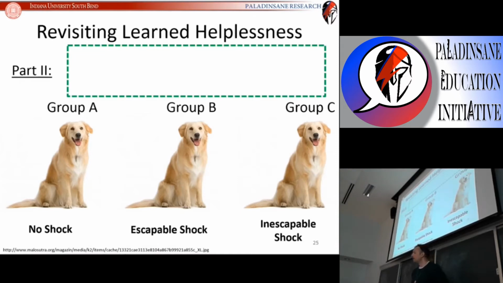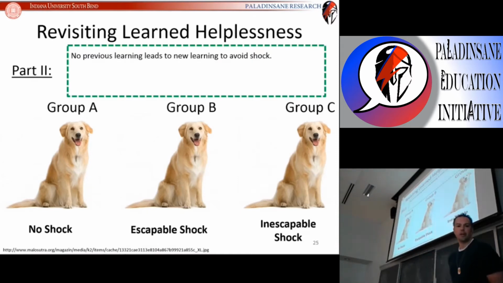Yes. So in this case, we can express that by saying that no previous learning leads to new learning to avoid a shock. All right? So that's the contingency. That is what the effect of no previous learning is on new learning. If you have no previous learning, you can still get new learning. What about Group B? What happened with them? What did previous learning to avoid a shock do?